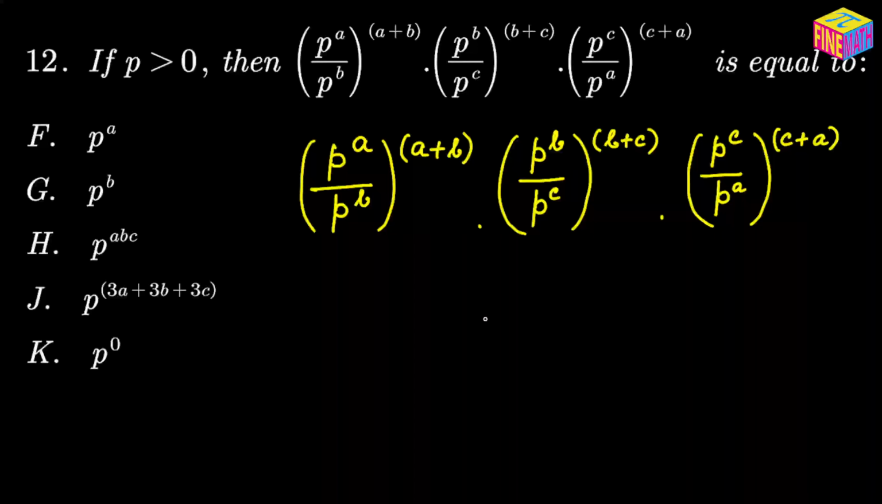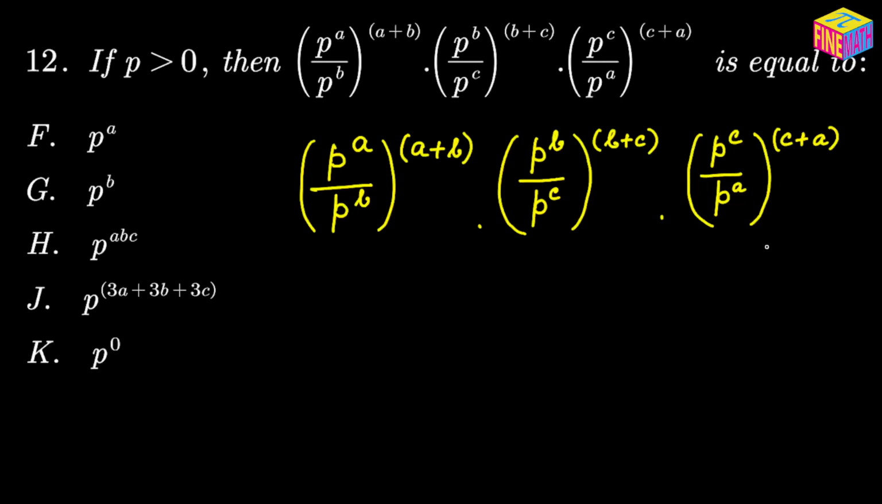So let's get started. Here we have this expression which is (p to the power a over p to the power b) whole power a plus b. That means each of the components has its own power also. So inside the parenthesis, the first term has p to the power a over p to the power b, then whole power a plus b, and then in the second factor we have (p to the power b over p to the power c) whole power b plus c, and in the third factor we have (p to the power c over p to the power a) whole power c plus a, and we have to simplify it and find what it simplifies to.